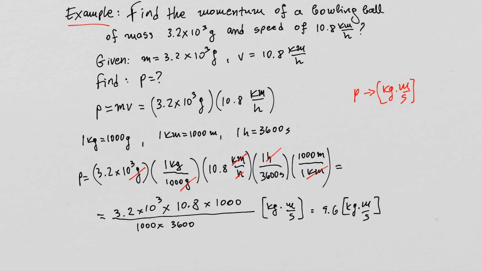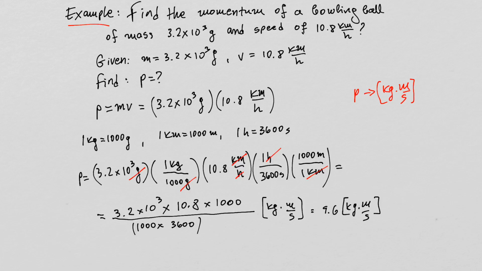So we put everything together. We get 3.2 times 10 to the 3 times 10.8 times 1,000 divided by 1,000 times 3,600. And let's put this in parentheses like this. And the units now will be kilograms meters per second. And after calculating this expression here, I get 9.6 kilograms meters per second.